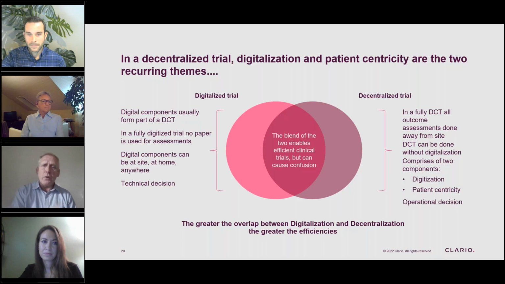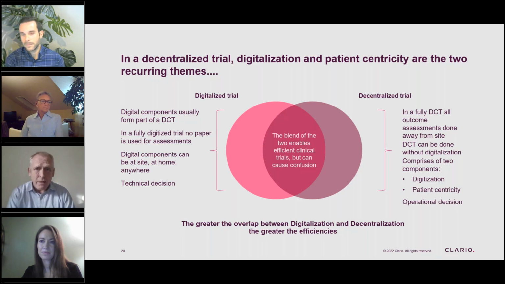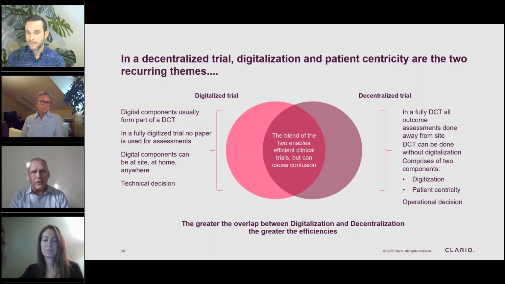The right-hand side, we have decentralized trials. A fully decentralized trial is one in which all assessments are done away from the investigational site. This, in theory, can be done without any technologies if you want to use paper CRFs, paper diaries, and use mail and posting. It would be incredibly inefficient. So when we start to blend digitalized trials and decentralized trials, we begin to understand that as we get a greater overlap with the digitalization and the decentralizations, you see much greater efficiencies.